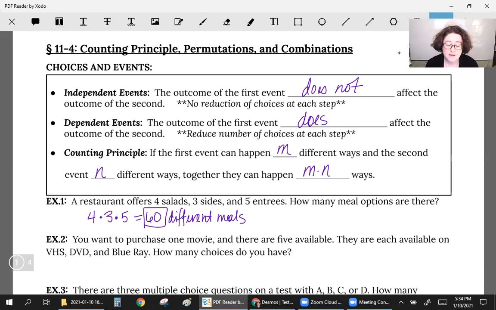Okay, so let's do that again. Example 2, you want to purchase a movie, and there are 5 available, but each of those 5 movies, you could get on VHS, DVD, or Blu-ray.